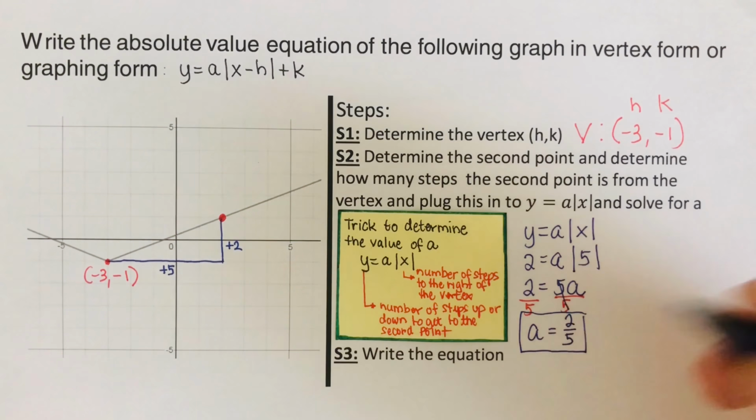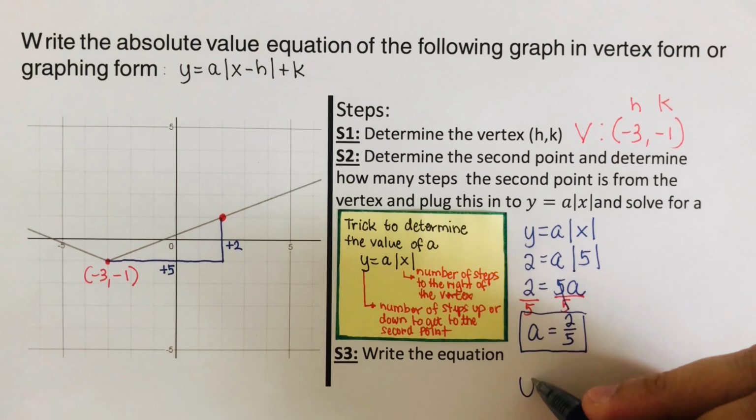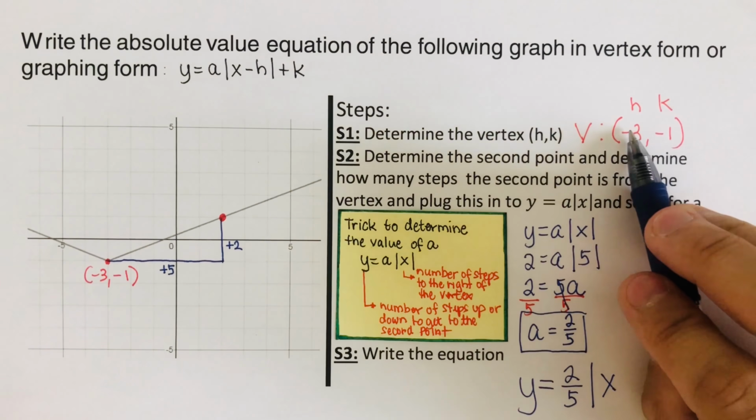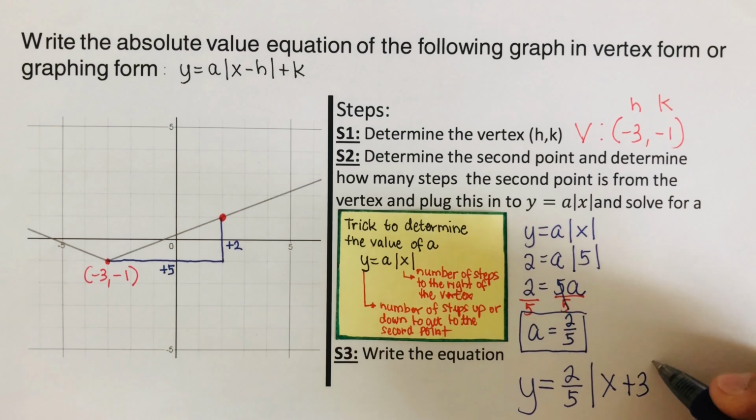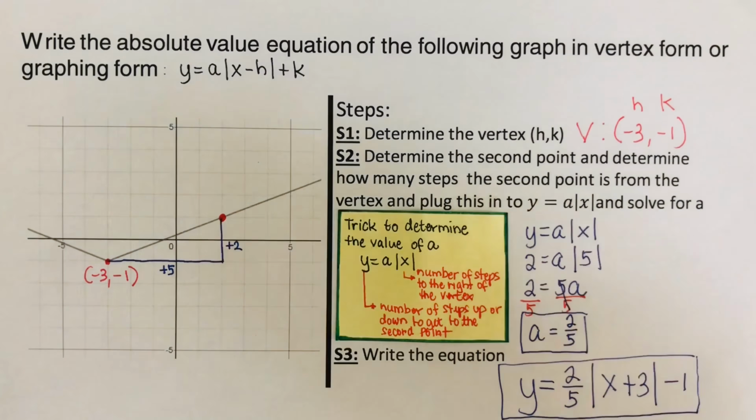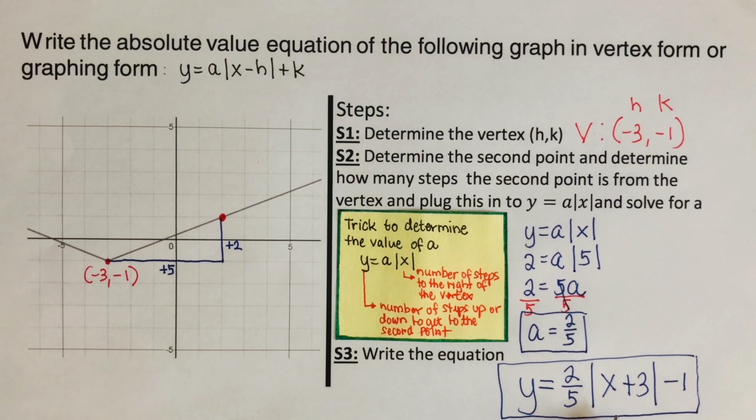So then we can write our equation as y is equal to 2/5 absolute value of x, again switch it, +3 minus 1. So this is our equation right here. Did you get the same equation as this?